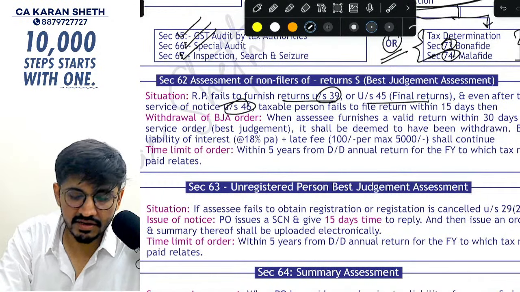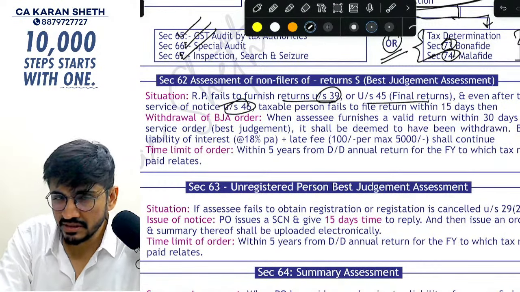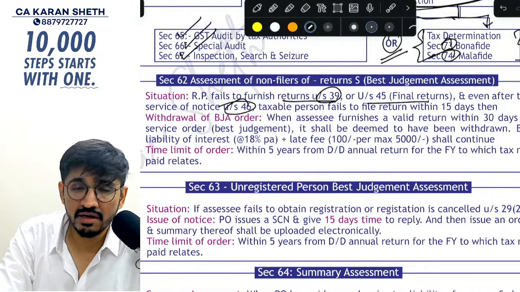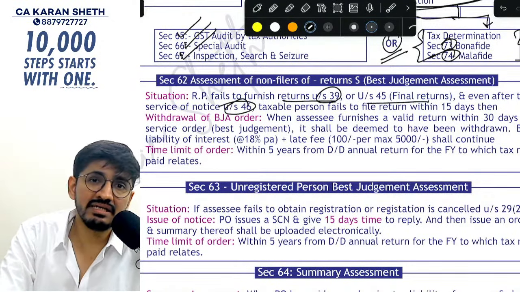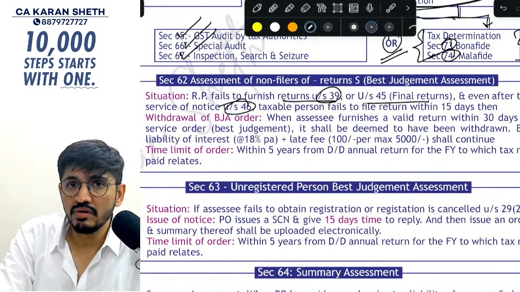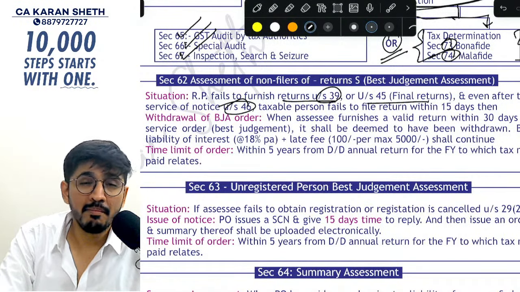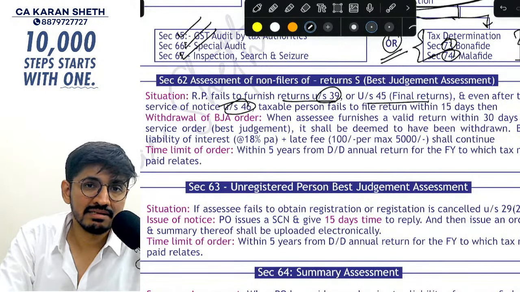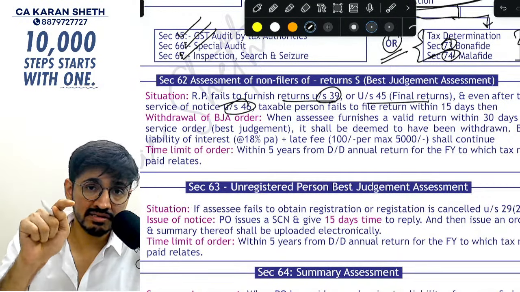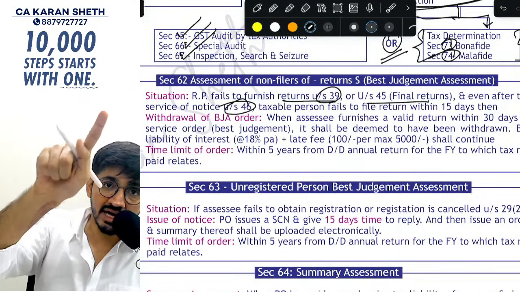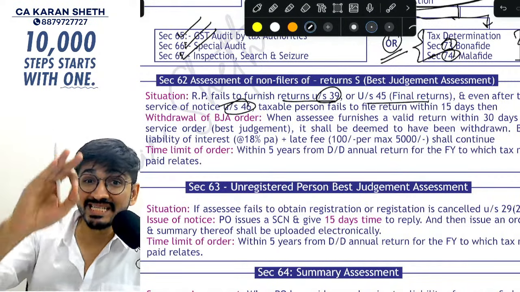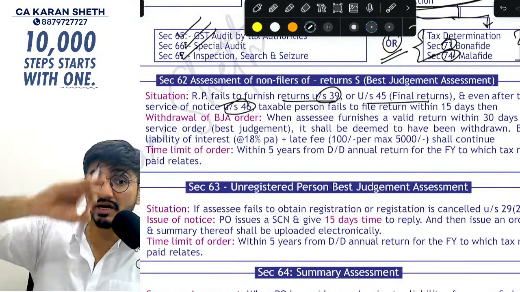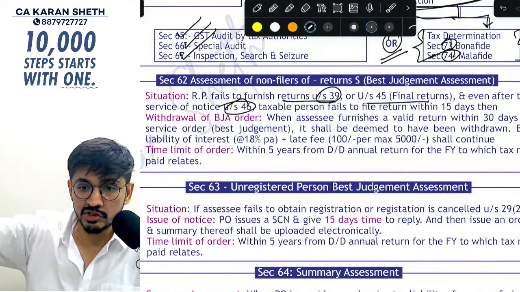So you did not file the return, you were sent a reminder notice to file the return within 15 days, but you did not take any action within 15 days, and now the matter has gone out of your hands. Now your matter, since you did not assess it, will be assessed by proper officer as per his best judgment.